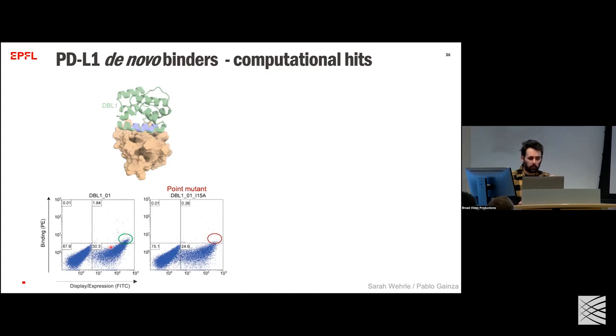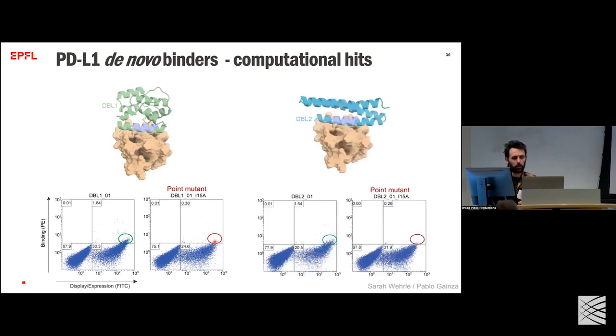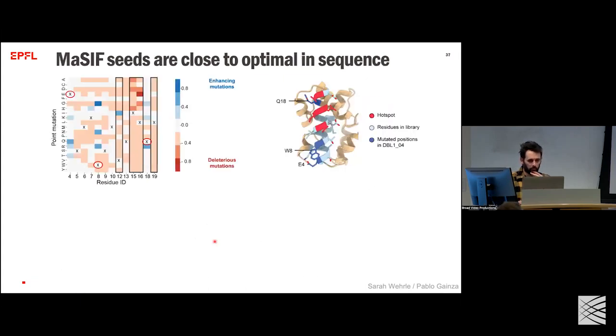I didn't explain to you much what this experiment is, but on the y-axis you have binding, on the x-axis you have display of the scaffold, or of the design in this case. So you can see that we're having very residual binding. However, when we actually mutated the binding site that we had designed into this protein, we could see this signal going away. We saw this once, we saw this twice. It was again the same story.